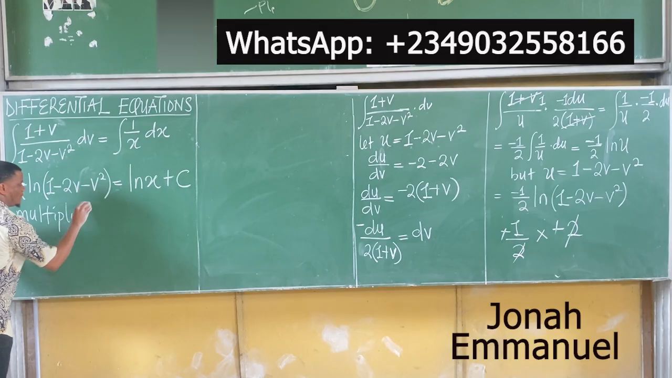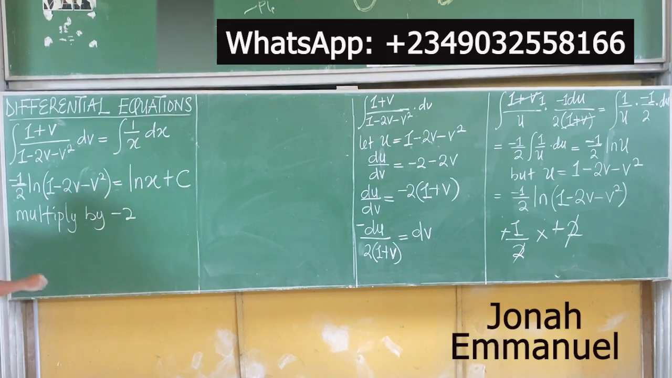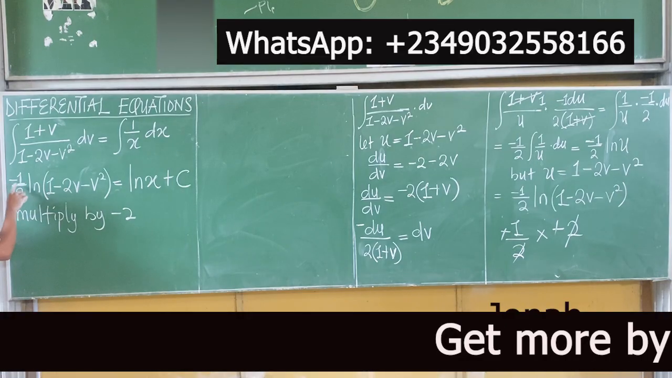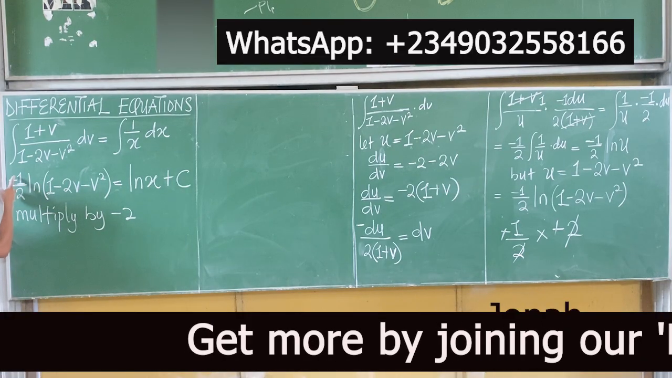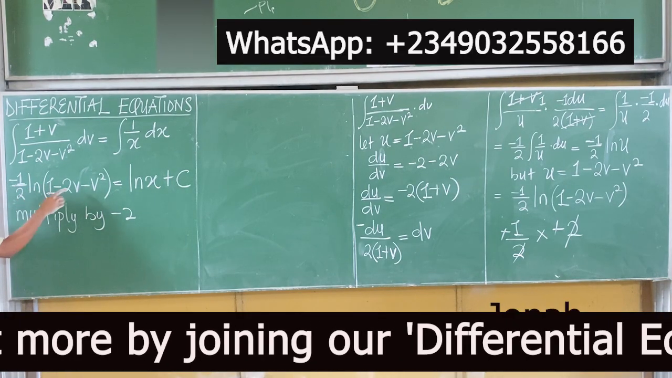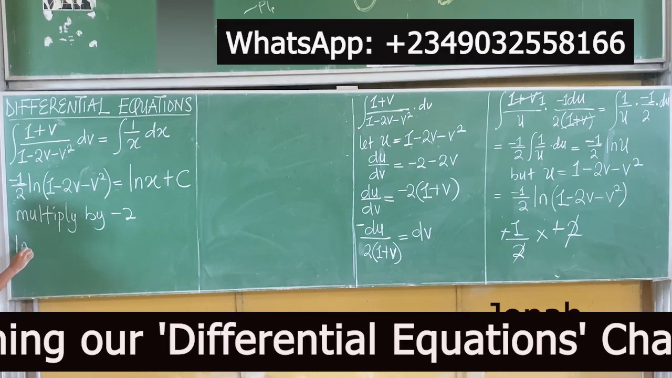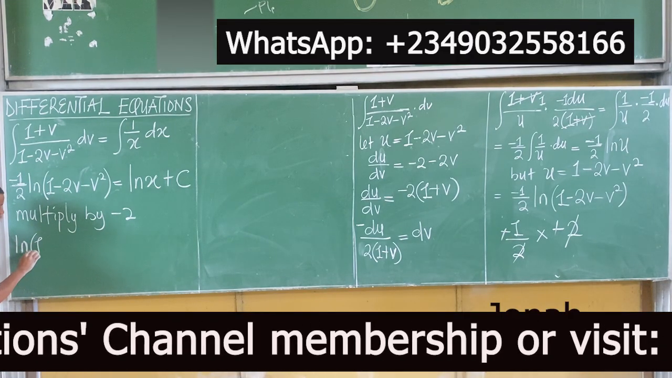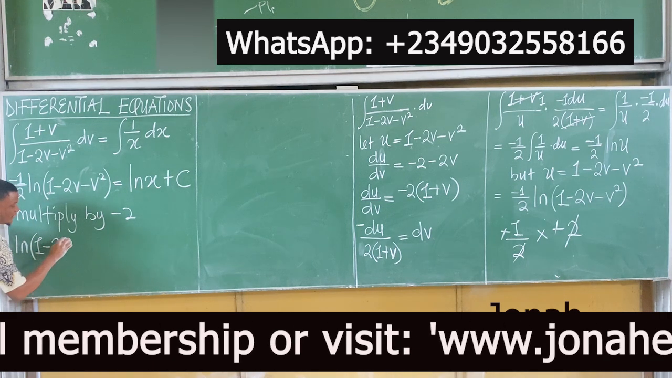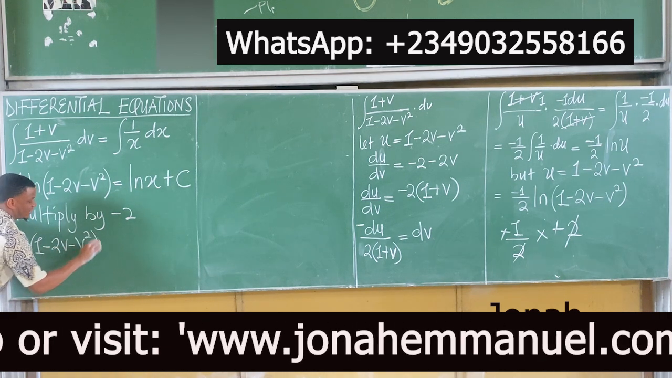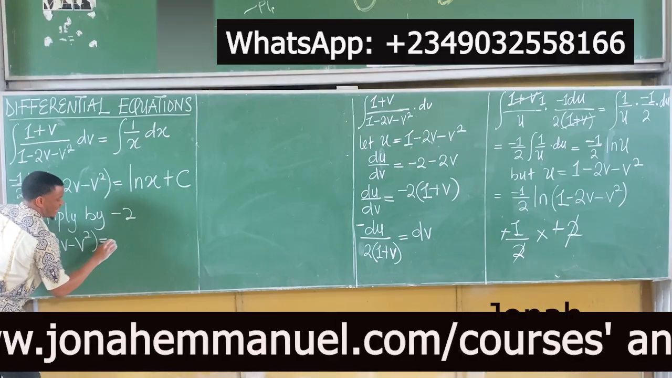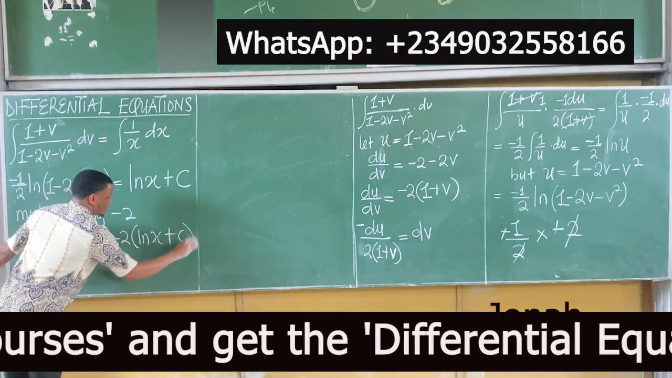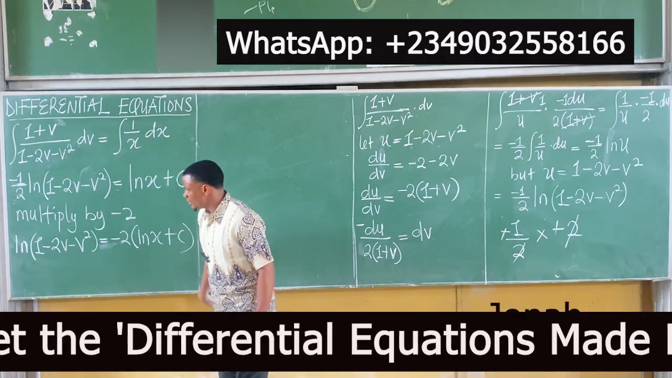Multiply by minus 2. Put minus 2 here to cancel this one out. Minus cancels minus, 2 cancels this. I'm left with ln of 1 minus 2v minus v squared is equal to minus 2 into all of this, ln x plus c. We're not done yet.